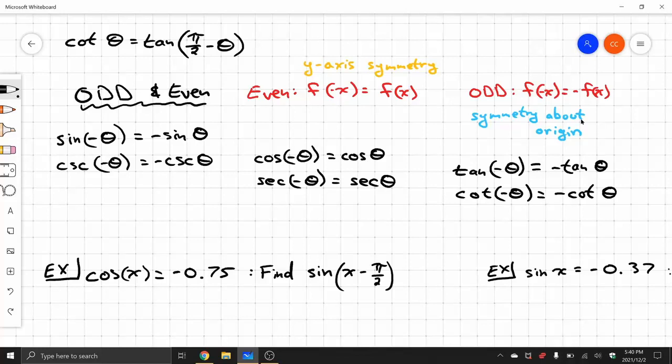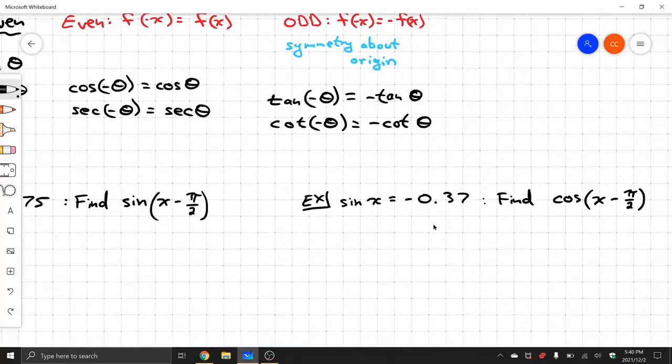Now, we kind of spoke about this when we were looking at the graphs of sines, cosines, tangents, and the reciprocals. But we can see again that my sine and my tangent functions are going to have this odd characteristic, while cosine and secant are going to have an even characteristic. So let's go ahead and use this along with our cofunction IDs to solve some examples.